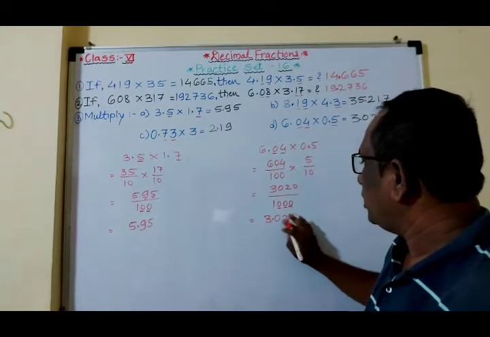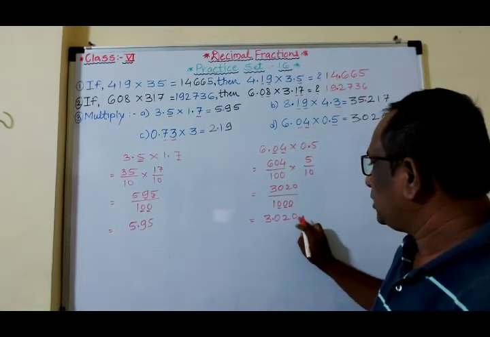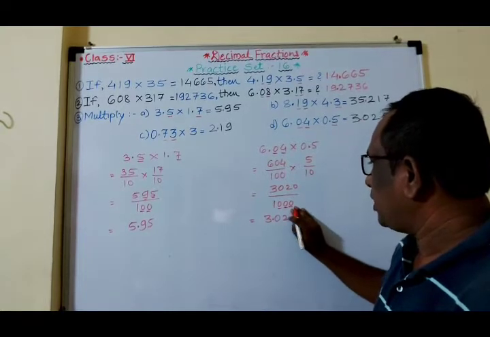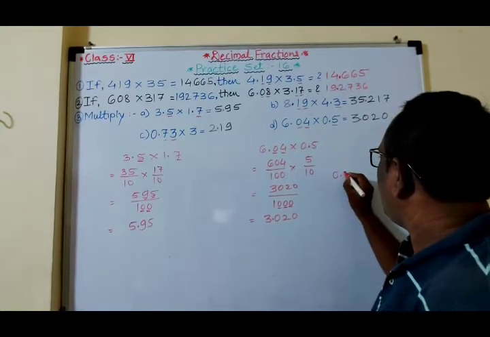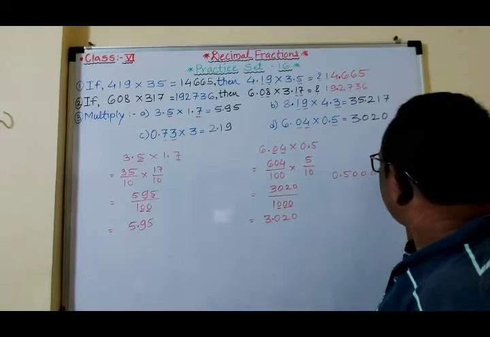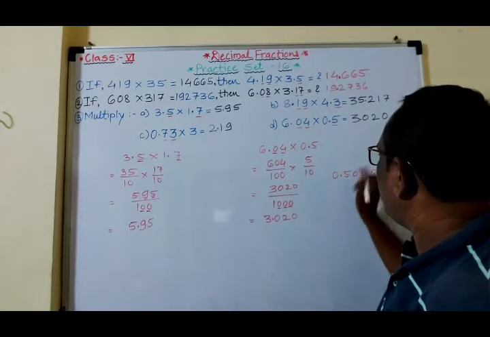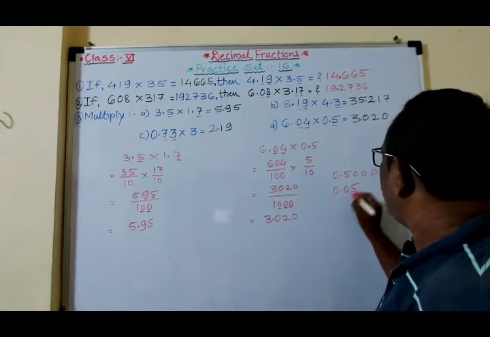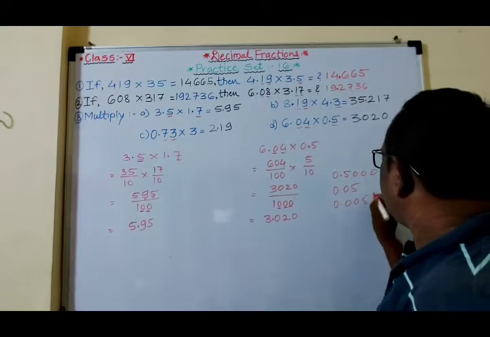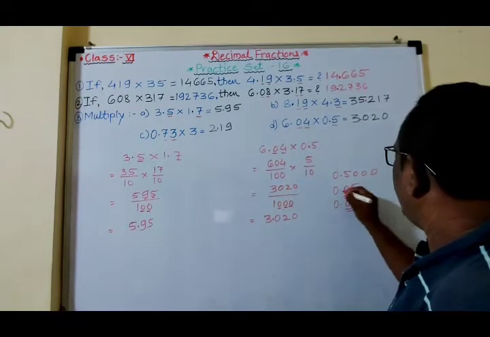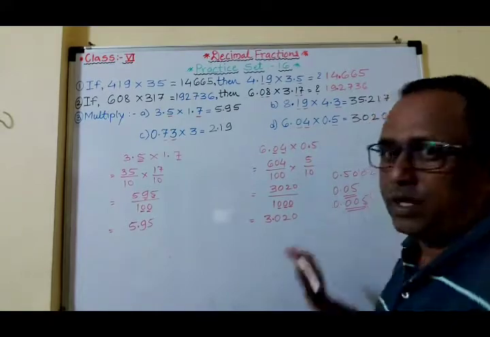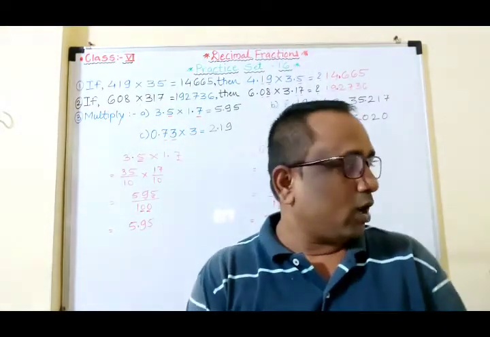This zero has no value. This zero has value. After this, there is no value. See, like 0.5, with a zero in front, you read it as 0.5. But 0.05, 0.005, these zeros have value before, but after the digits they have no value. Okay, this is for your information. I hope you understood this.